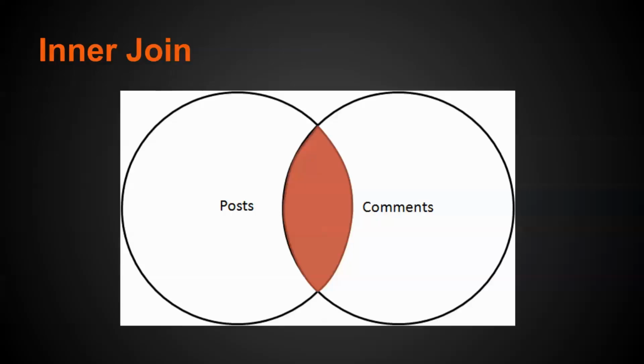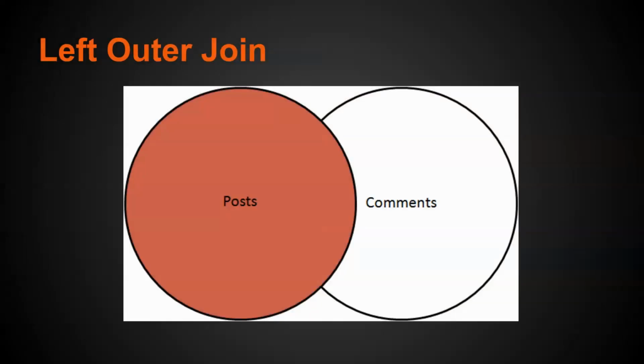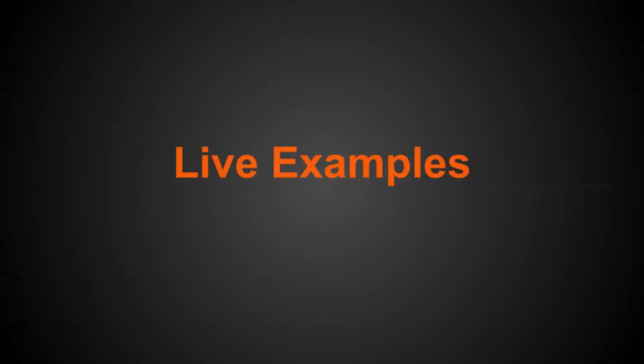That's an inner join. A left outer join is where you say, I want all of the rows from the post table that match what I'm looking for. If you have a where statement, it'll, of course, reduce the rows returned. But I also want to be able to link in information from the comments table. So there you would use a left outer join. Now let's go ahead and take a look at some live examples to see how this would work.